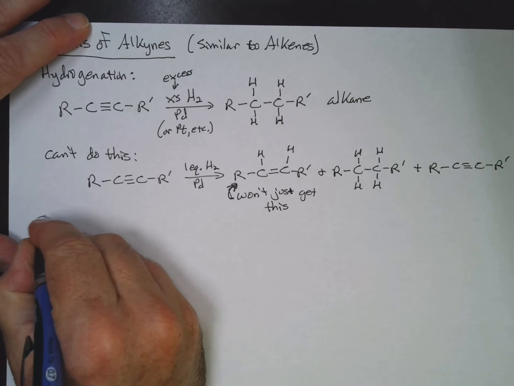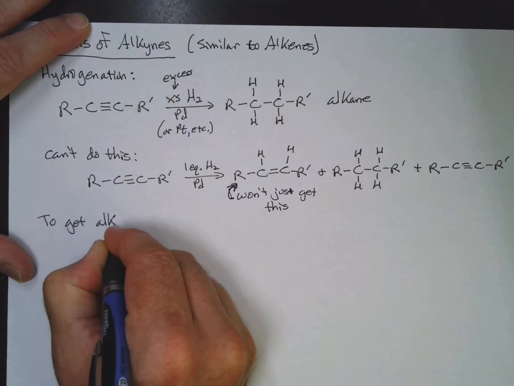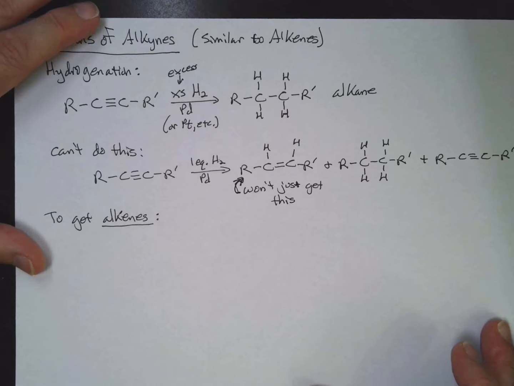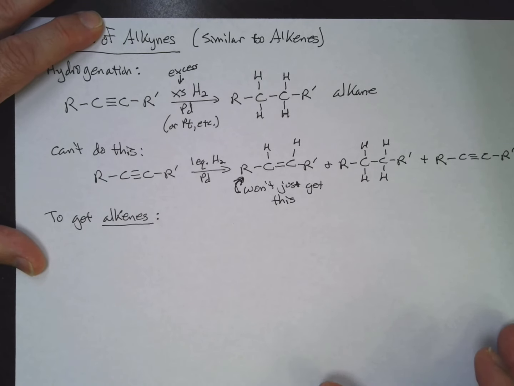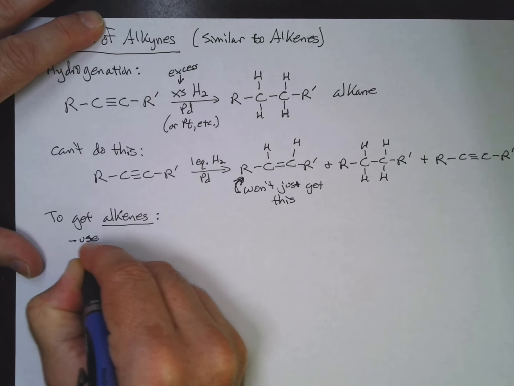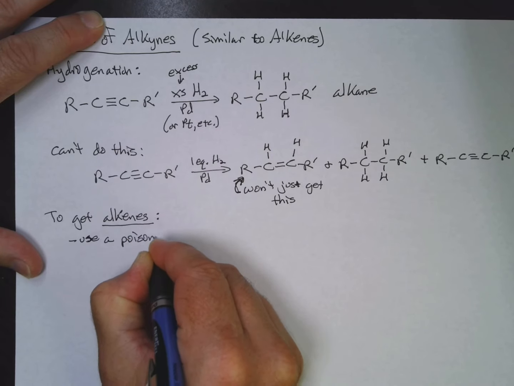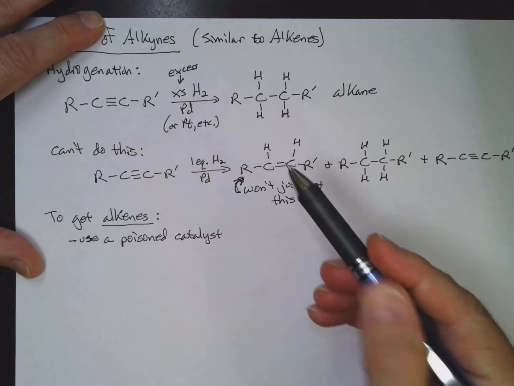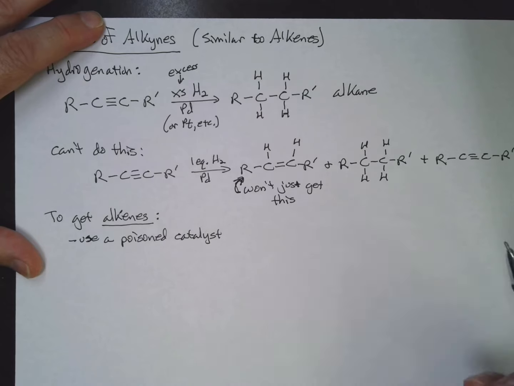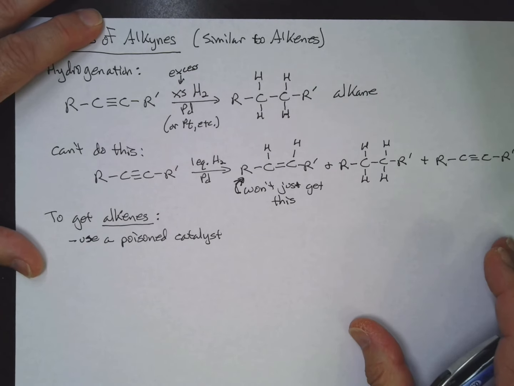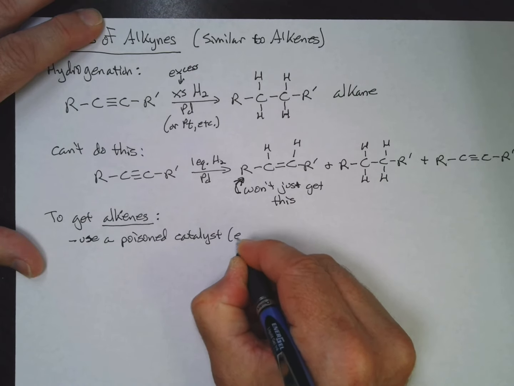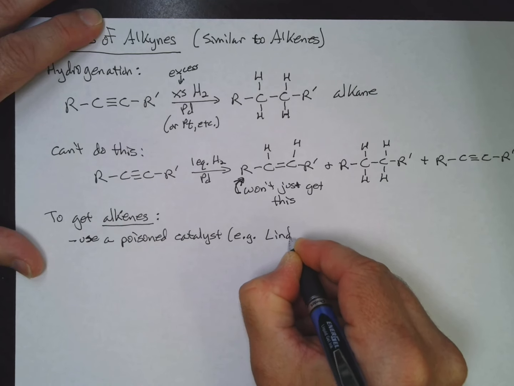Well, we can do a couple of different reactions. One is we can use a poisoned catalyst. So that's a catalyst that will catalyze the reaction, but it's slowed down in some way. So for example, here palladium is our catalyst. And our example here is Lindlar's catalyst.